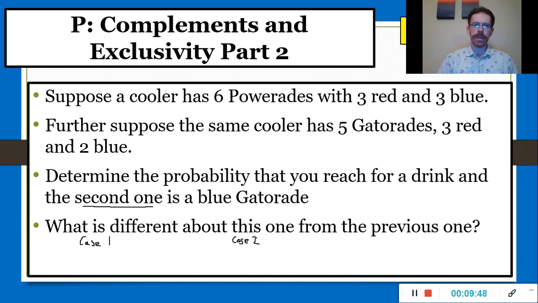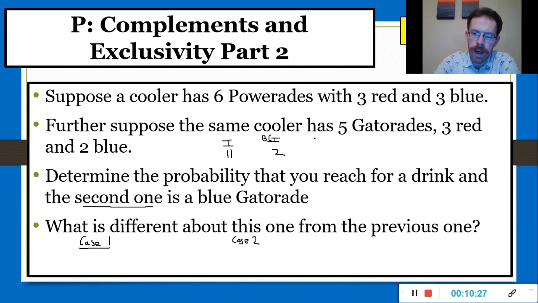It could be, that one has to be a blue Gatorade, so we know exactly what we want for the second one, but we don't know what we could get for the first one, so we have to consider multiple probabilities. So, let's say case number 1 is where we don't get a blue Gatorade for the first one. How many drinks do we have in total? In total, we should have 11 drinks. How many of them are Gatorades? Well, specifically, how many of them are blue Gatorades, since that's what they're looking for?